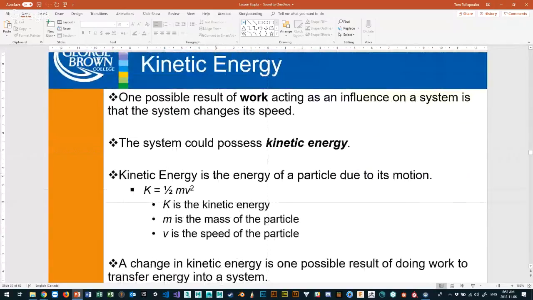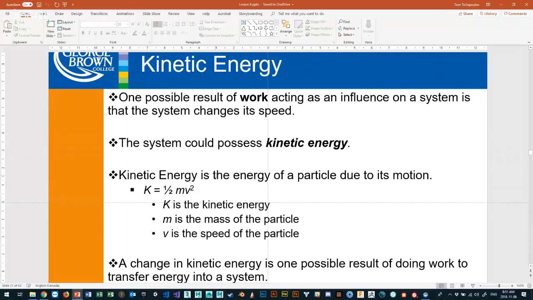All right, now this is one of the keys of this course. If you're going to learn any kind of learning outcome, this is one of the learning outcomes from this course we have to know about: something called kinetic energy, all right? So it's a possible result of work. We're influencing a system, and we want to give it some motion, right? Remember, work is Newton meters or joules, right? We're pushing something to move, right?